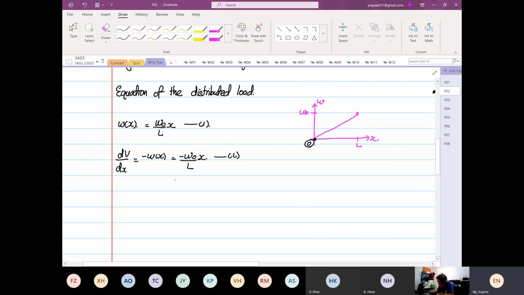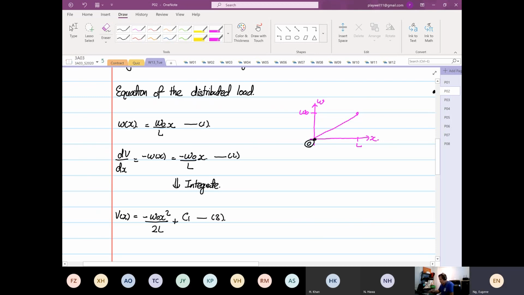So the next thing we're going to do, we're going to integrate. All right. So V as a function of x now is equal to minus omega naught x squared divided by 2L, plus C1. Okay, so this is our equation number 3.